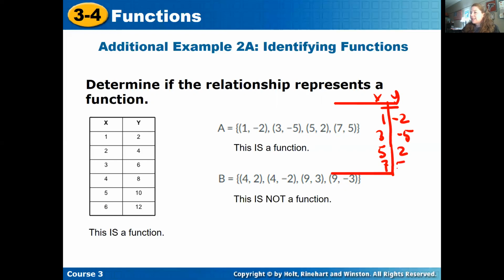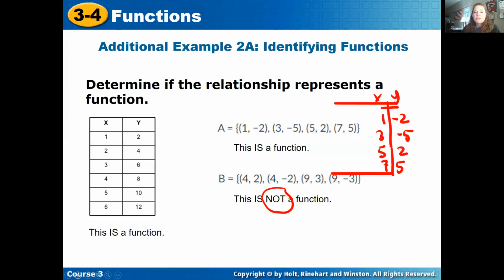So this graph is called a relation. This set of ordered pairs in my graph match. And do any of the X values repeat? Nope. So it is a function. But let's look at letter B. The X value of 4 goes with 2, but then they also tell us that the X value of 4 goes with -2. So since it's telling us that the X value creates 2 different Y values, this is not a function. That is not a function.